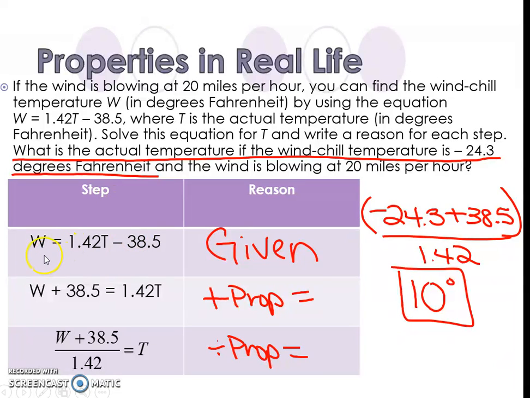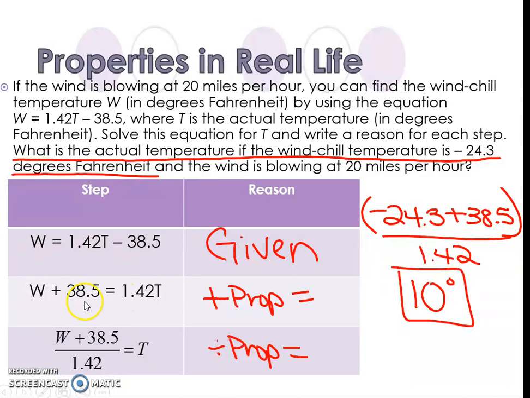So, the first step is W equals 1.42T minus 38.5. You should write given because this is given to you, the given formula. And then we're going to solve for T so we can solve the problem. So you want to isolate the T. You see this minus 38.5. You should do APO, addition property of equality, and move this to the other side and add that to W. So when I add 38.5 here and 38.5 here, we call that addition property of equality, A-P-O-E.